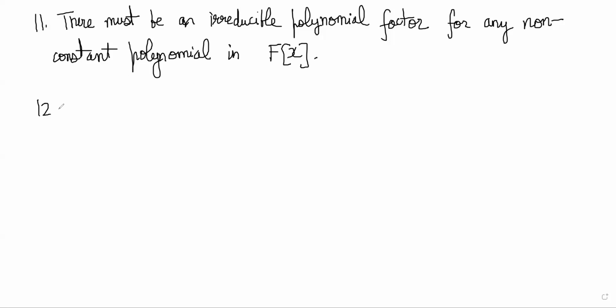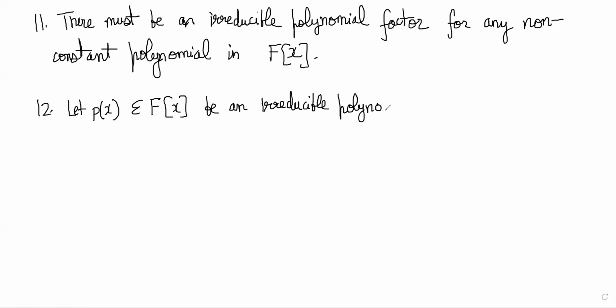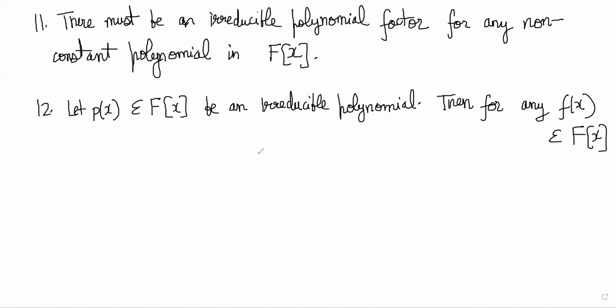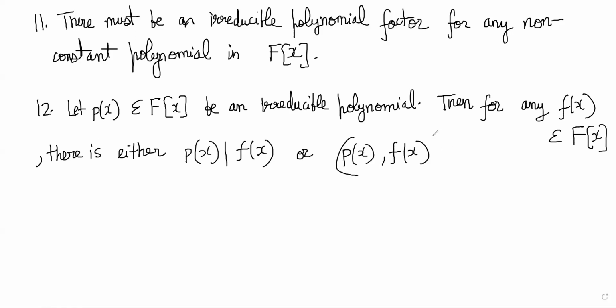Then let P of X belong to capital F of X be an irreducible polynomial. Then for any f of x belonging to the same set capital F of X, either P of x should divide the f of x or P of x should be coprime with f of x. This is an obvious property, like P of x is like a prime number or prime factor. P of x will either divide another random polynomial or it will be coprime with it, right?